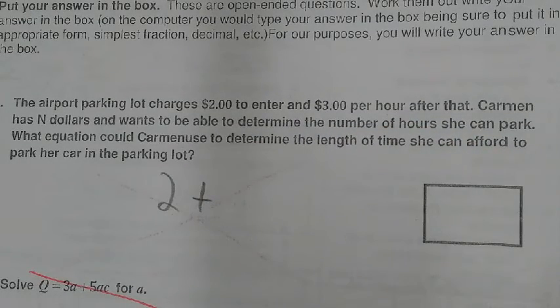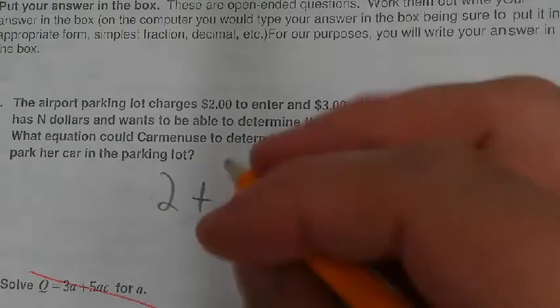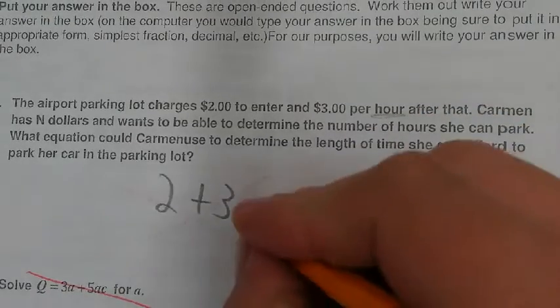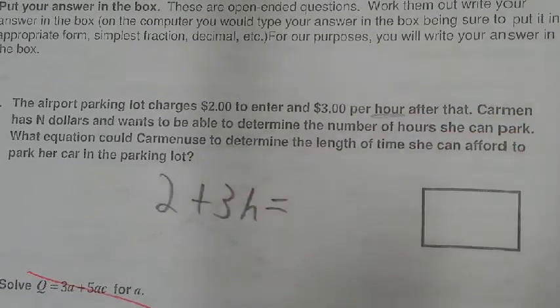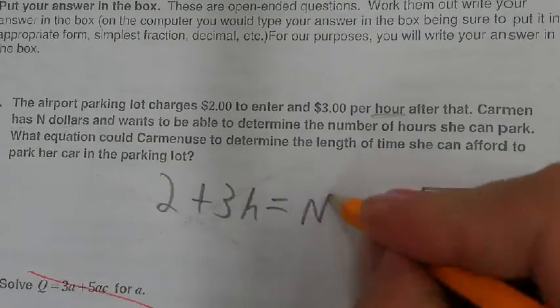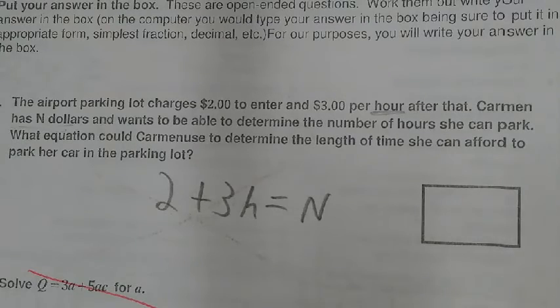Anybody got a guess on how we show $3 per hour? You measure 3 times the number of hours. We don't know the number of hours, so I'm just going to put H equals the amount of money Carmen has, which is N. So that's the equation I put. If you put a different variable other than H, that's fine, but you did have to use the N because it says has N dollars. And that's the equation you used for that one.